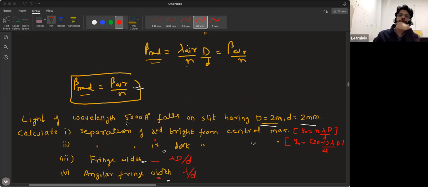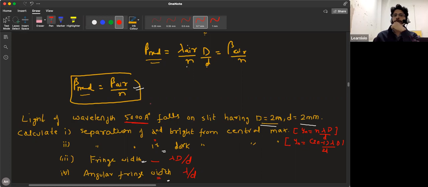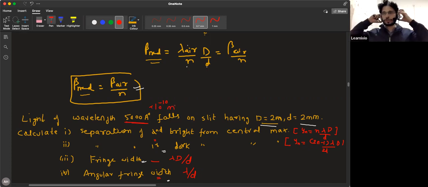Lambda is 5000 angstrom wavelength. So just convert this lambda into meters. Multiply it by 10 raised to the power of -10. To convert angstrom into meter, we multiply it by 10 raised to the power minus 10.